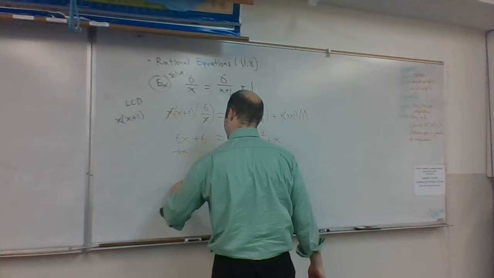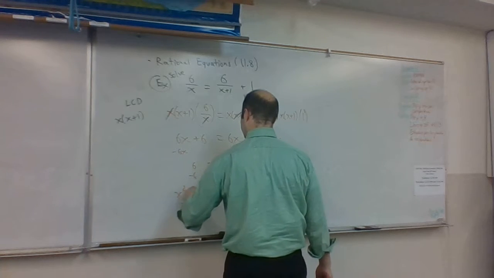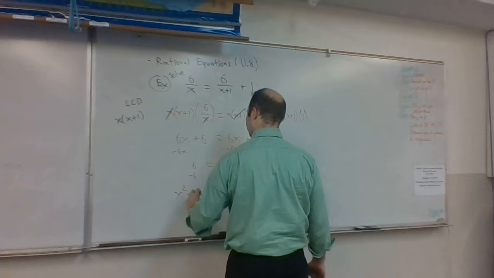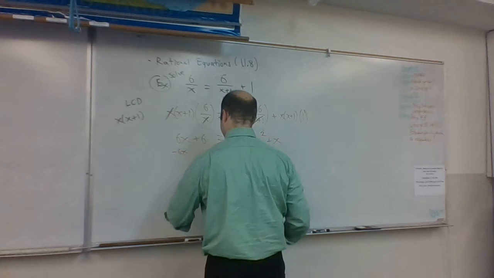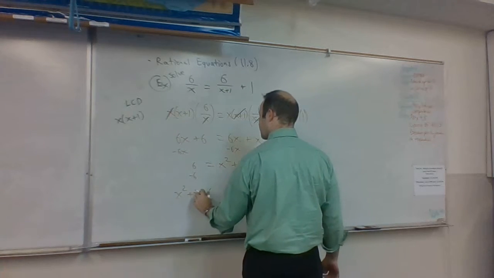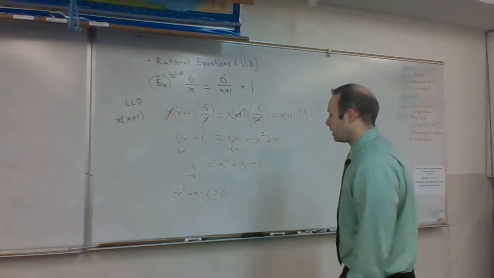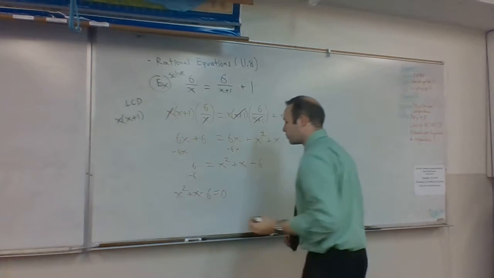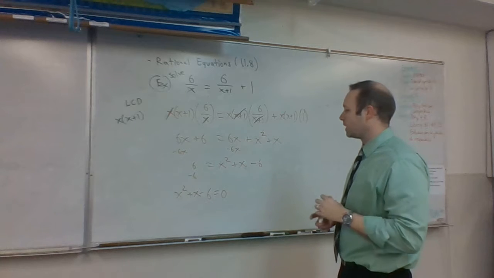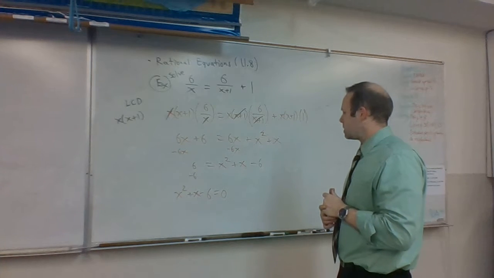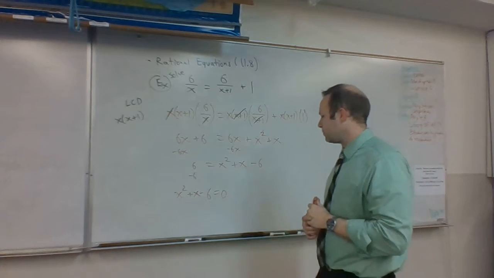That will give me x squared plus x minus 6 equals 0. All right, now we need to solve this. I could go quadratic formula, but I can also see if we can factor this.